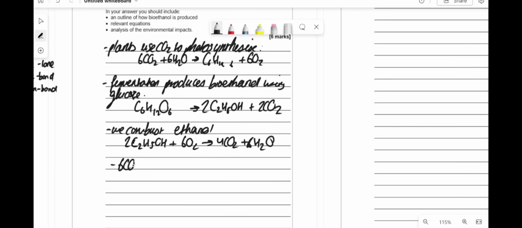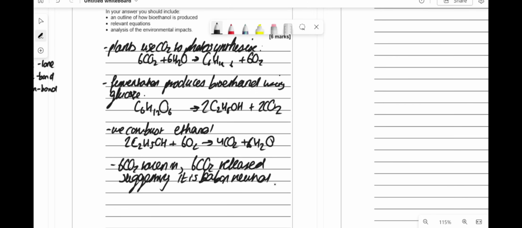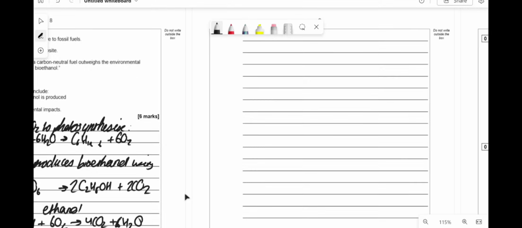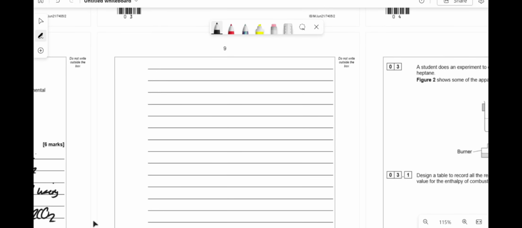So 6 CO2 taken in, 6 CO2 released, suggesting it is carbon neutral. Now, the issue is that we need to talk about the other processes that can mess with this. For example, we need to use fossil fuels to actually harvest crops. There's also problems with actually getting hold of the crops and providing energy to do these processes.